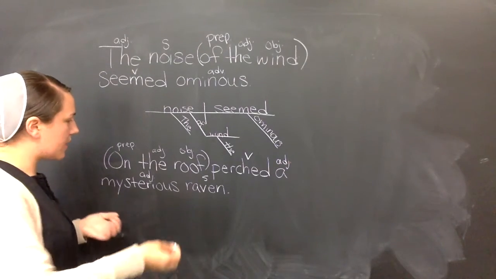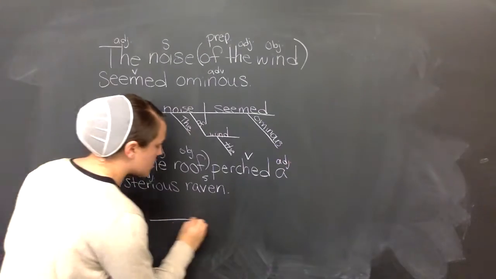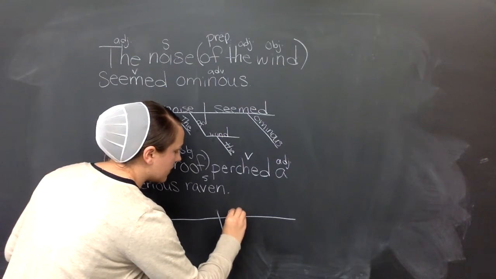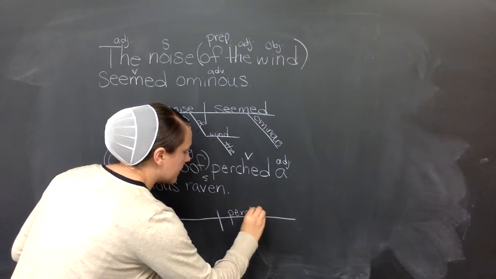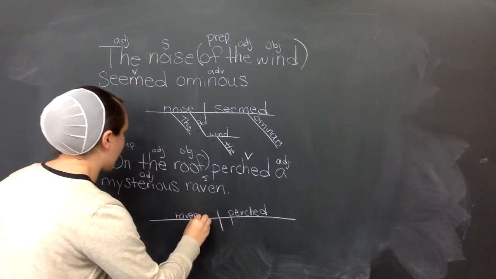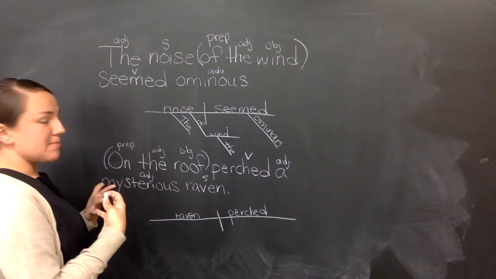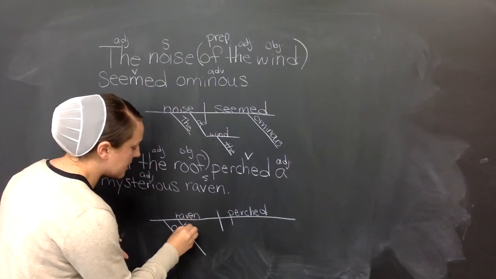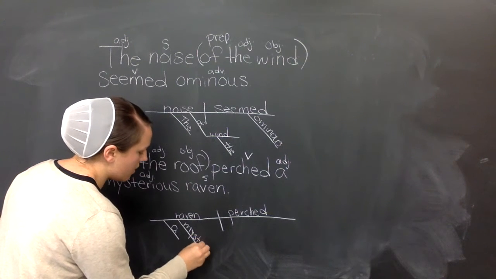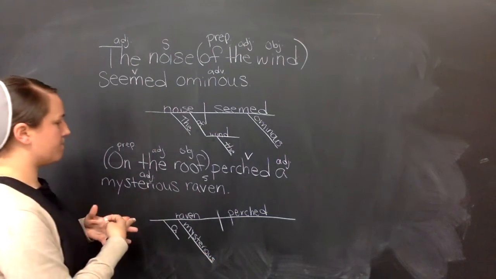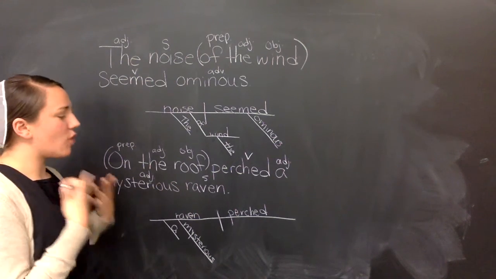Now let's diagram this one. We have raven perched, so we'll get started with that. We'll put perched to the right of the middle dividing line, and raven to the left. We have a mysterious describing raven, so we'll put those under raven as adjectives. And now we have on the roof.